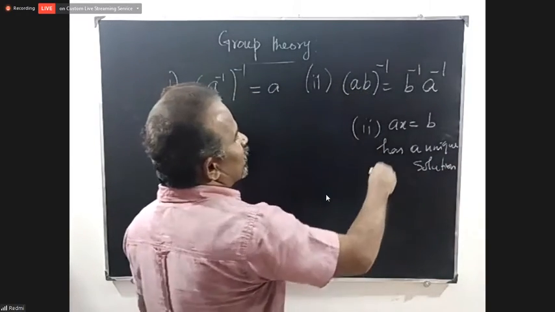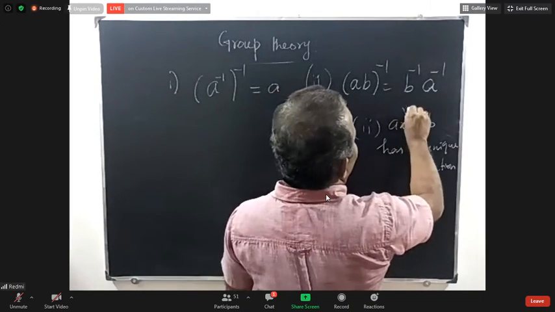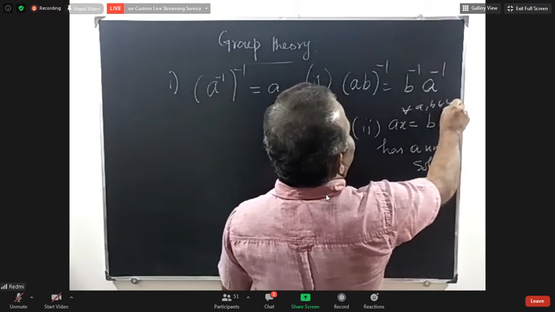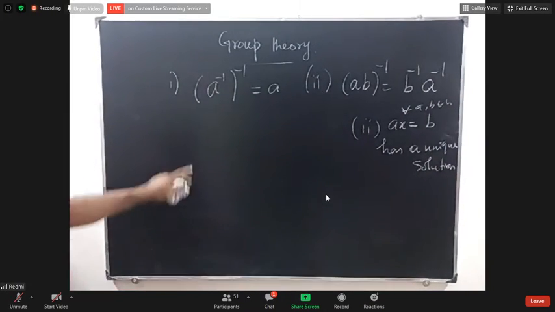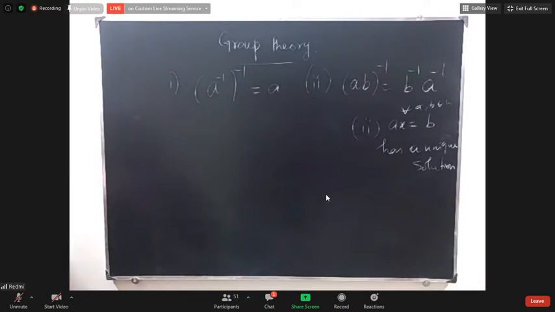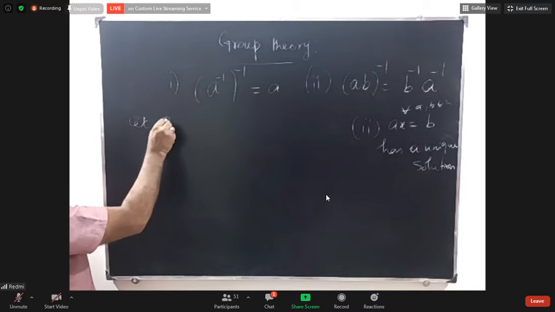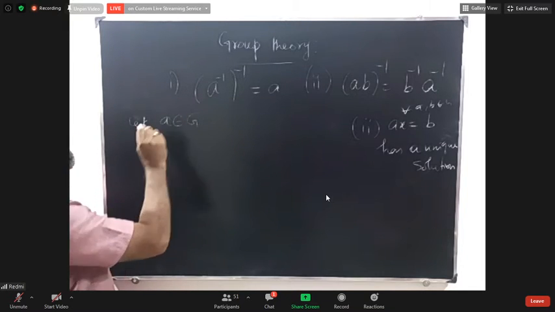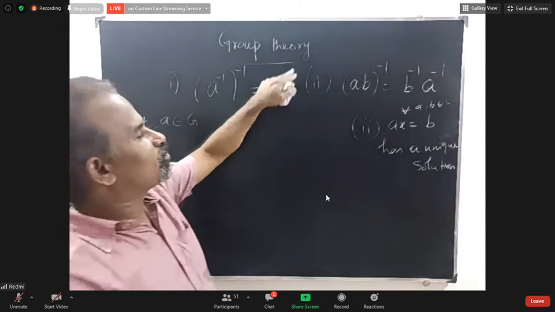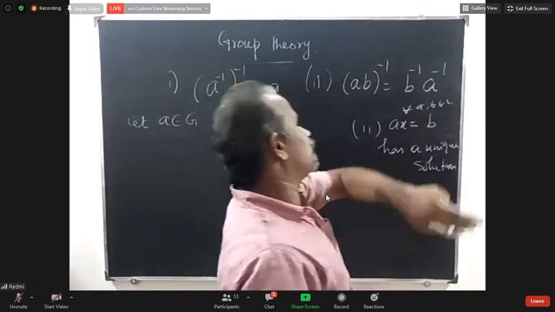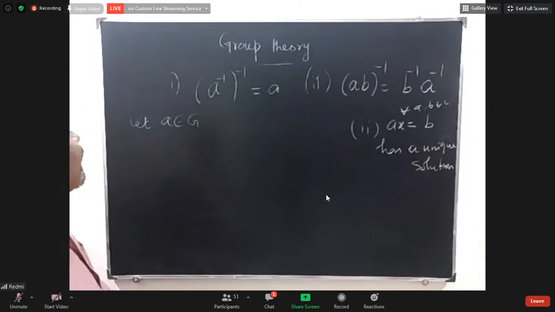The most important properties, the three: for all A, B belongs to G. Now the proof is very interesting. Let A belong to G. This is true for every A belonging to G. Let A belong to G.